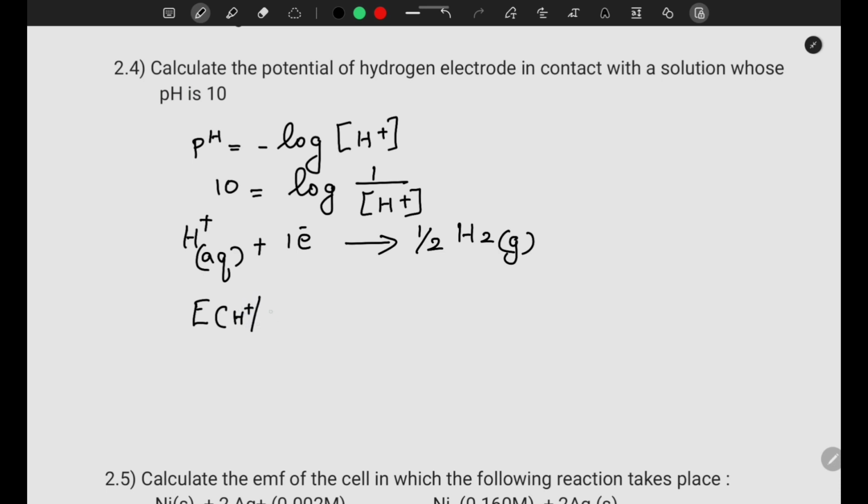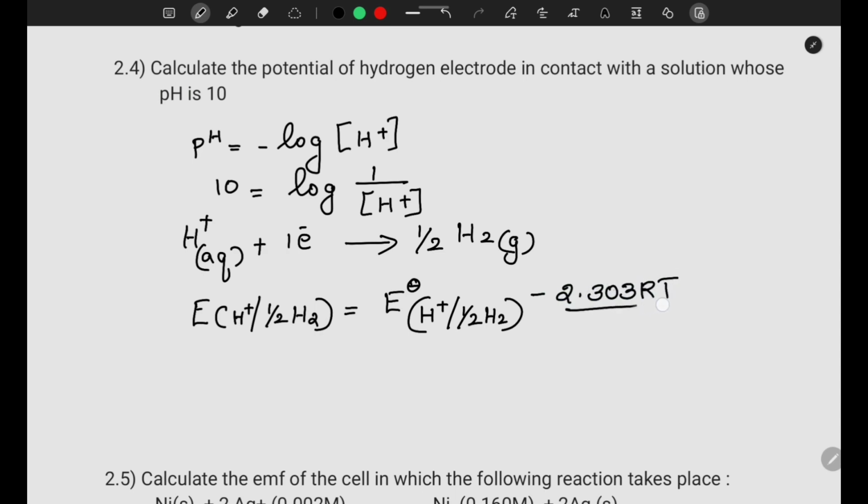E of H+/half H2 is equal to E naught of H+/half H2 minus 2.303 RT by nF log 1 by concentration of H+. E naught H+/H2 is equal to 0 volt. So 0 minus 2.303 RT by F, that value is a constant.